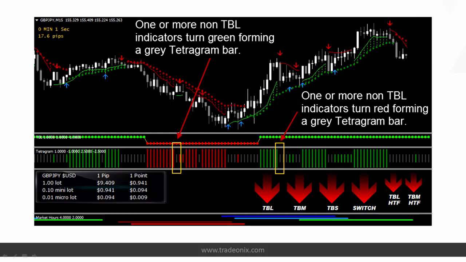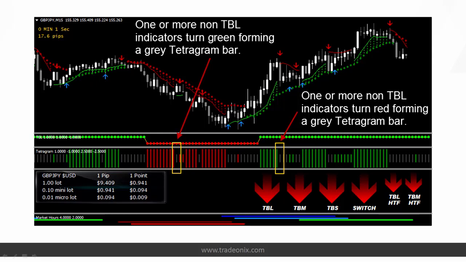When the price pulls back far enough, the TBS might drop below the price and turn green. The switch might pop down below the indicator and have a blue arrow pointing up. The TBM might drop below and turn green. This is in a downtrend. In a downtrend, we want to see the opposite colors.